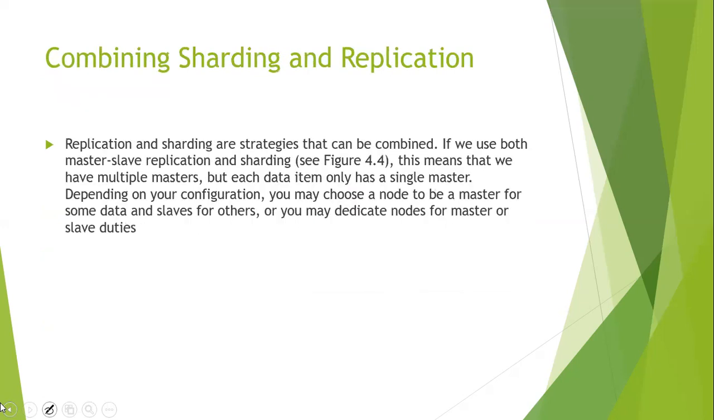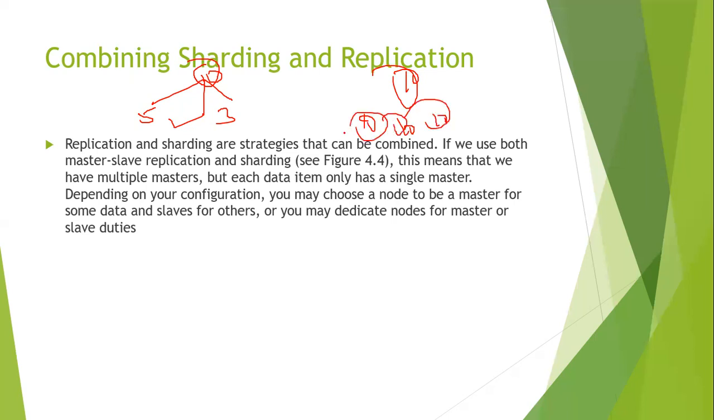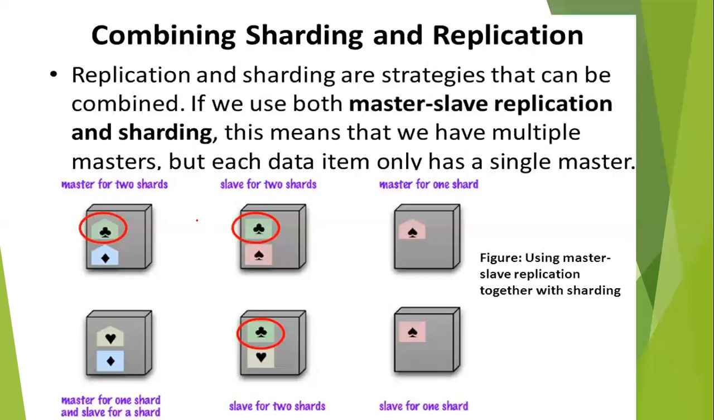And next topic is combining sharding and replication. Sharding is nothing but dividing the data into multiple copies. So this data is divided, this 10 is divided into 5, like 2, like 3. Whereas replication is nothing but this 10 is divided into 10, 10, 10. That means sharding is different and replication is different, but we can combine the sharding and replication also. So this means that there are multiple masters, but each data item has only a single master. For example, here consider this is master of two shards. Now, master is different, slave is different.